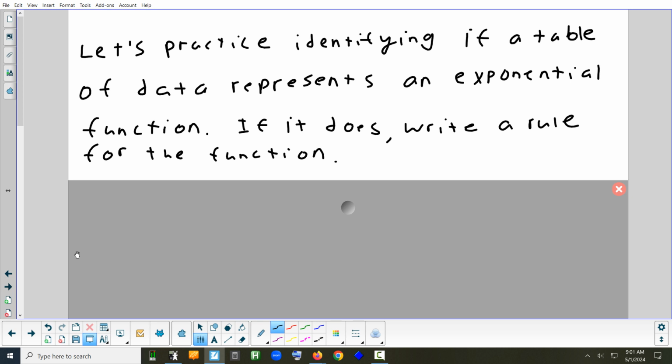What if the pattern is adding in the y's? Like 0, 2, 4, 6, 8, 10. What kind of function would it be if you're adding each time? It would be what? Linear, right. If the pattern is adding a number in the y's, that's linear. Okay. If it's multiplying, that's exponential.